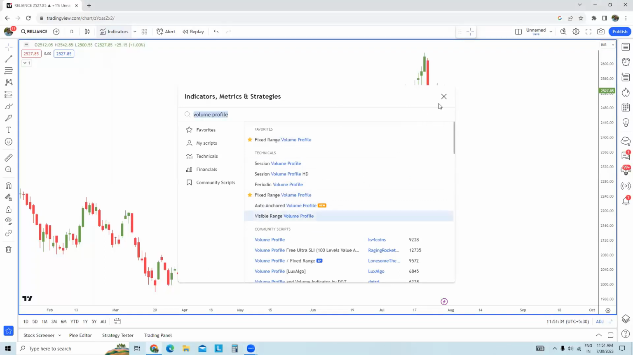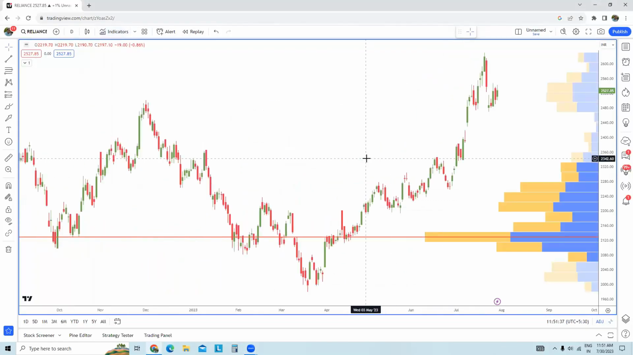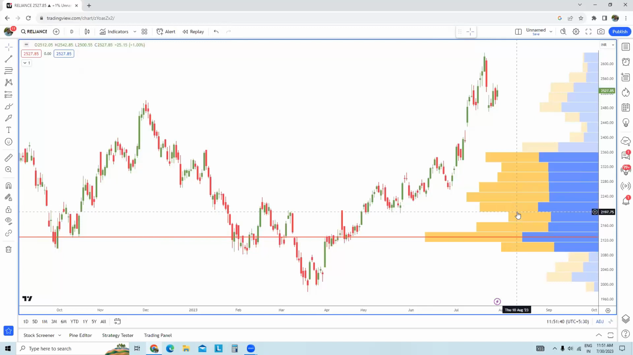Now, if I click on this visible range, you can see immediately this histogram has been plotted over here. What is this exactly? This means from the starting of the price over here, possibly September 7th, 2022, till Friday, in this entire range, where is the maximum amount of volume which has been made? That is what volume profile is showing. Many of you who know volume profile will say that this is the POC, the point of control, where the maximum amount of volume has happened. Yes, I do agree with that.